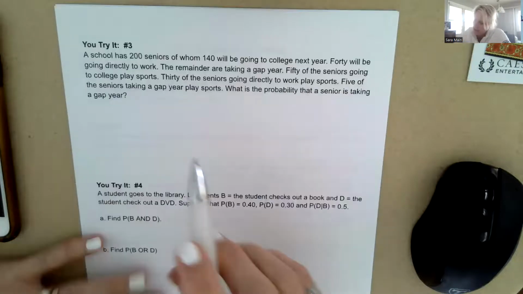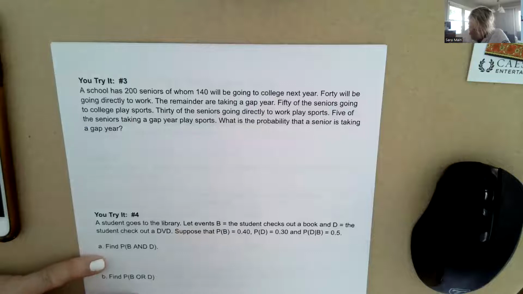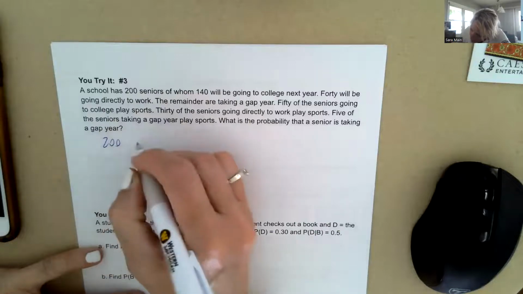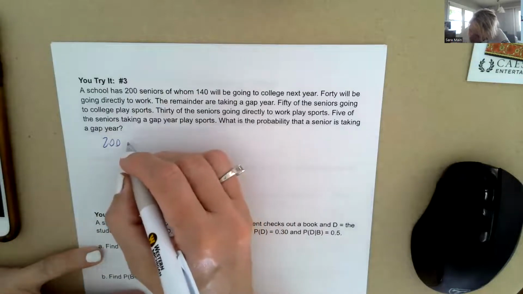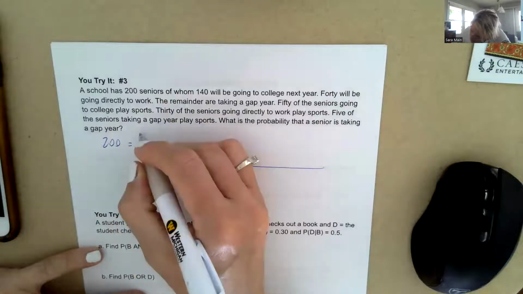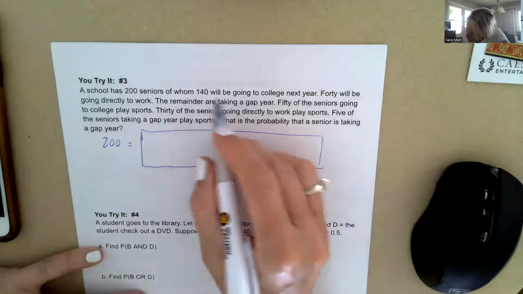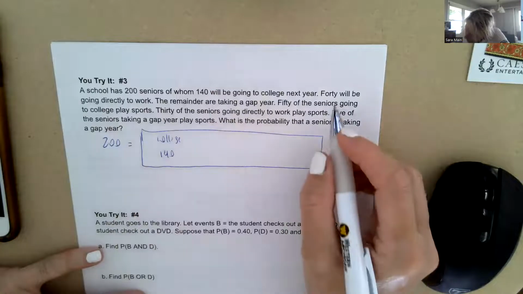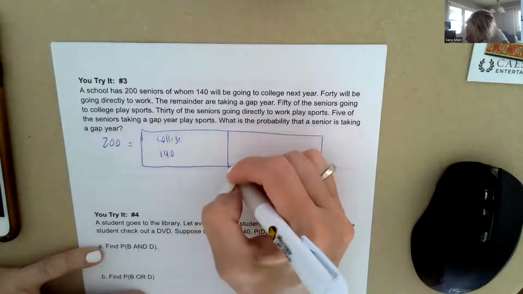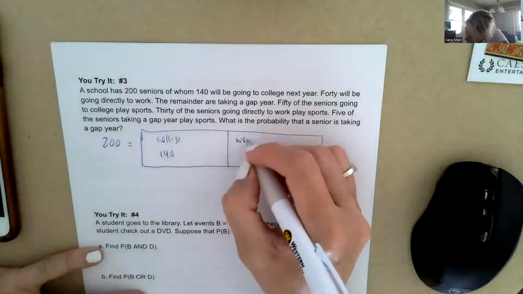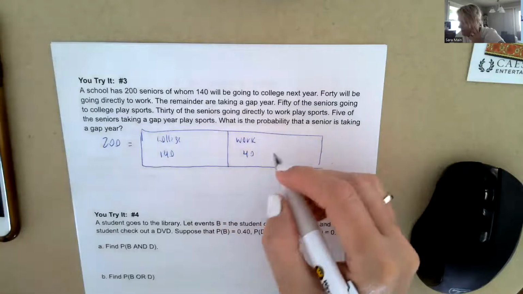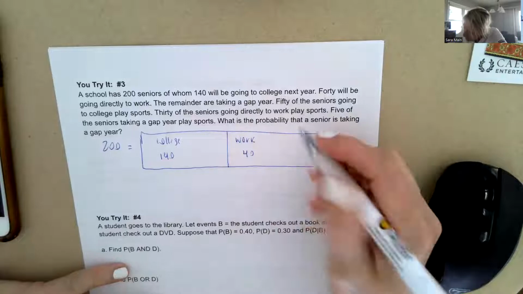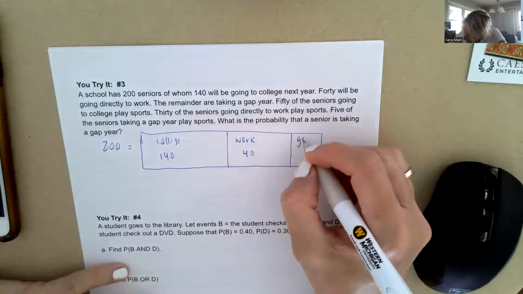Okay, let's just look at these. So we have 200 seniors total, right? And that is made up of 140 of them are going to college. Trying to organize this. 40 are going to work. So that means we have 20 left, 180. So 200 minus 180 is they're taking a gap year. So that would be 20. They're taking a gap year.